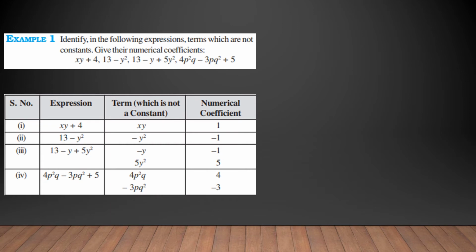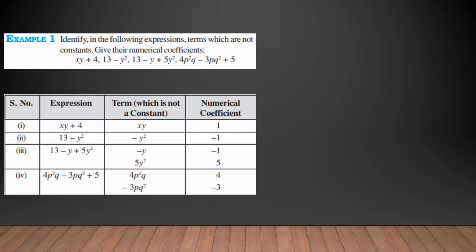That is, the first term is minus y and its numerical coefficient is negative 1. The second term is 5y square. Its numerical coefficient is 5. Fourth question, 4p square q minus 3pq square plus 5. The terms which are not constants are 4p square q and negative 3pq square. The numerical coefficients are 4 and negative 3.